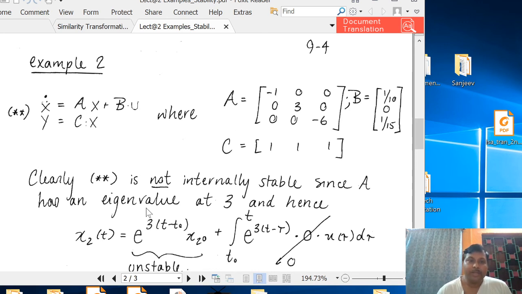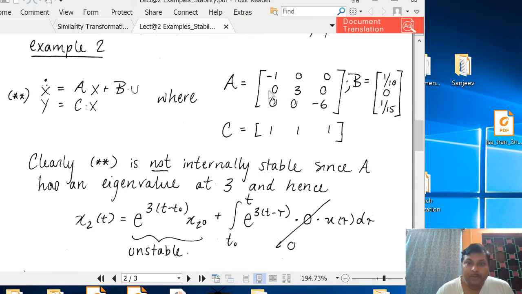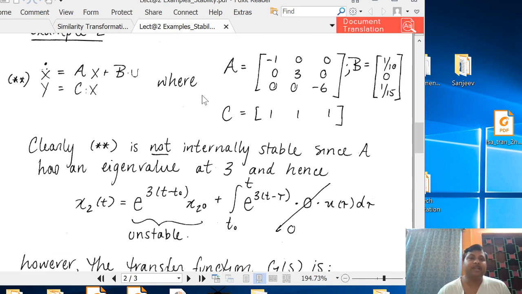Now when you are writing the x2 dynamics, it is important, because you see the x1 dynamics is stable, and the x3 dynamics is also stable. What about x2 having the speciality? You see the e to the power 3t.